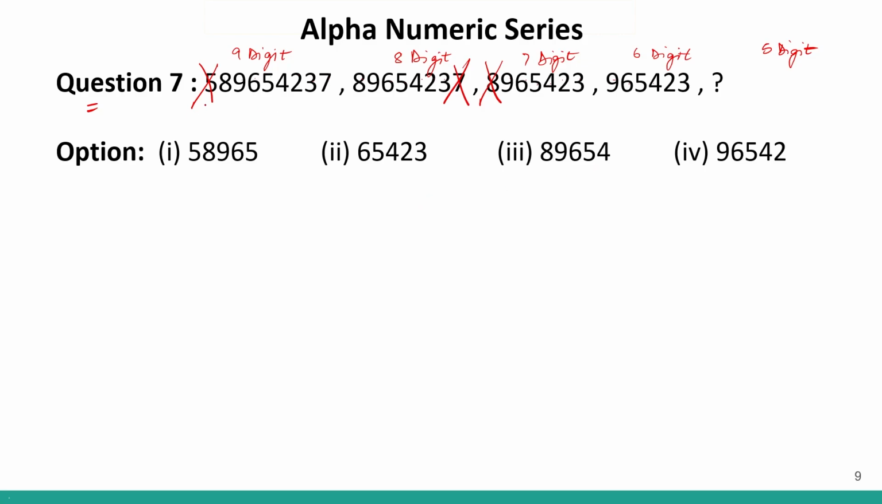So now I can see a pattern. First, we deleted the first digit. Next number, we deleted the last digit. Then again, we deleted the first digit. So now we will again delete the last digit. If I delete the last digit, I will get 96542. This will be my answer. So the answer will be option number 4, 96542.